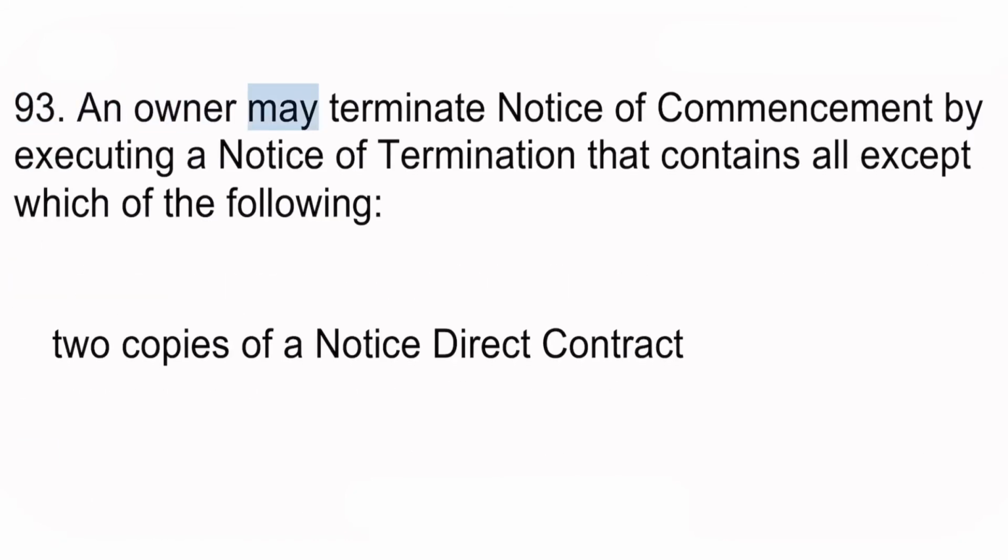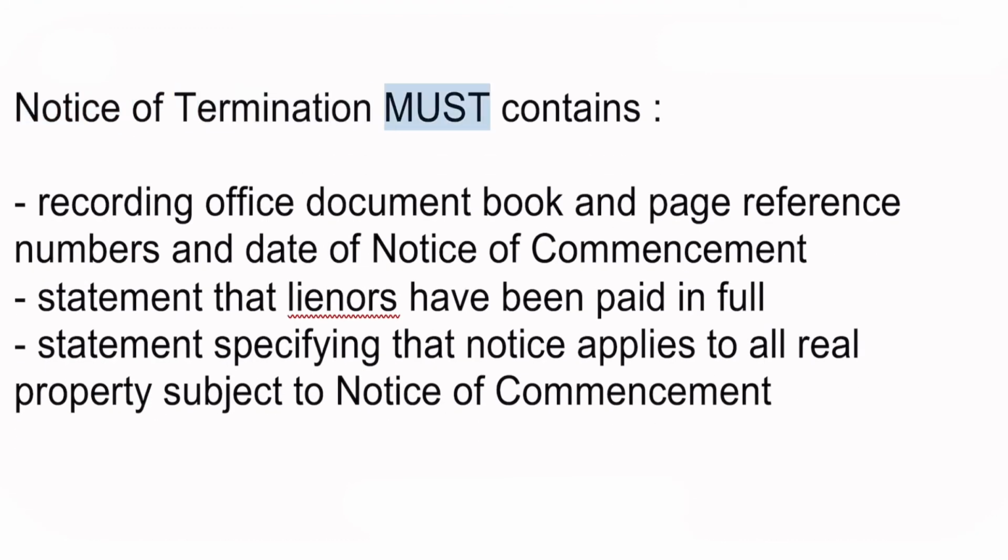93. An owner may terminate notice of commencement by executing a notice of termination that contains all except which of the following? 2 copies of a notice direct contract. Notice of termination must contain recording office document book and page reference numbers and date of notice of commencement. Statement that lienors have been paid in full. Statement specifying that notice applies to all real property subject to notice of commencement.